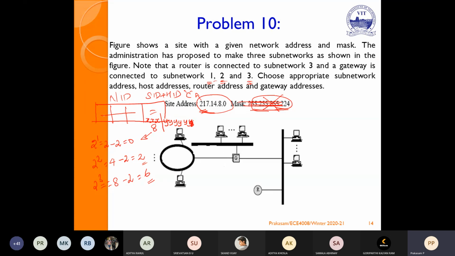Now, if we see the mask, all of these are 1s. So 255.255.255, and here the first 3 bits are the subnet. So 111 followed by 5 zeros. What is the equivalent for 111 and 5 zeros?